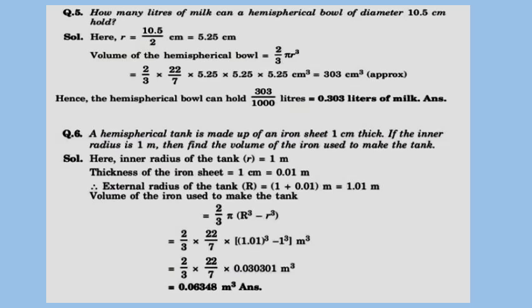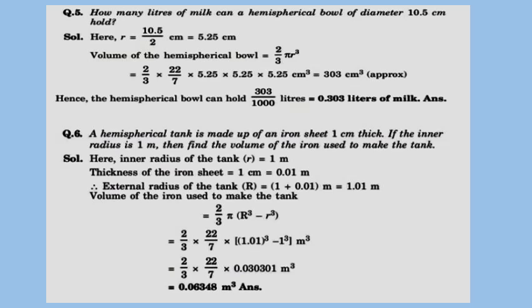Now a hemispherical tank is made up of an iron sheet 1 cm thick. If the inner radius is 1 meter, then find the volume of the iron used for making the tank. Now here the inner radius of the tank is 1 meter. Thickness is 0.01 meter, that is 1 centimeter is converted into meter. Why? Because the radius is given in meter.